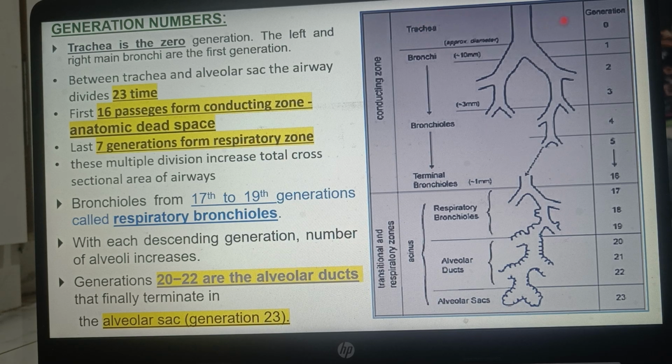So up to the 16th generation there is the conducting zone, and the next 7 generations form the respiratory zone, where the gaseous exchange takes place. So that's all about the tracheobronchial tree.